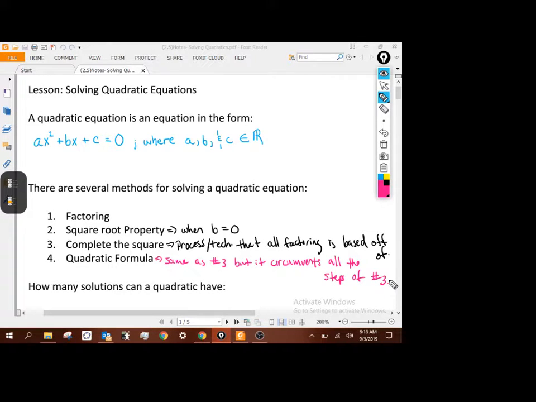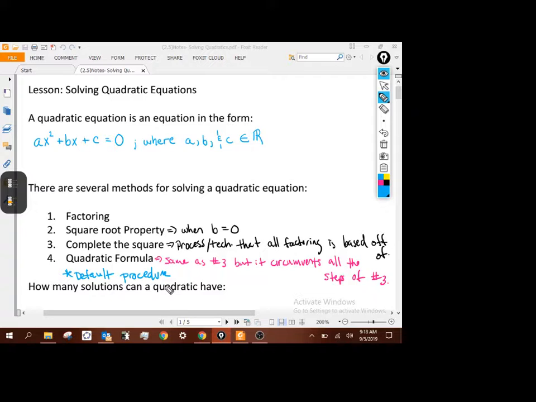You might even want to write down that the quadratic formula is your default procedure. Meaning, if I can't figure out whether to use 1, 2, or 3, use number 4, and it will always work.